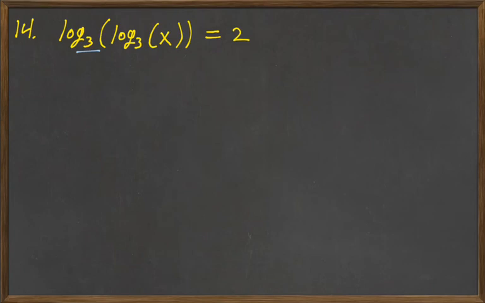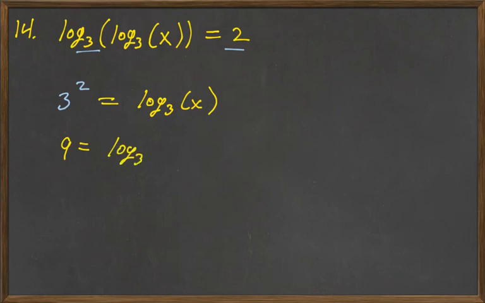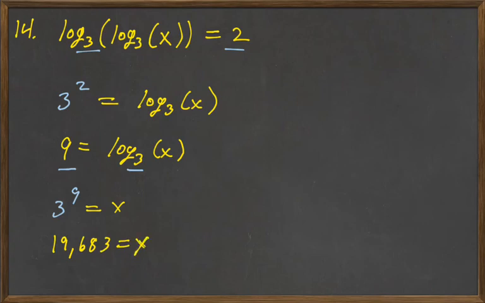It's going to work the outer log. The base is 3, and the exponent is 2, and that's equal to the argument of log base 3 of x. Okay. 3 squared is 9, and it's equal to log base 3 of x. The base is 3, and the exponent is 9. 3 to the 9th is equal to x, and that's a big number. 19,683 is equal to x there.